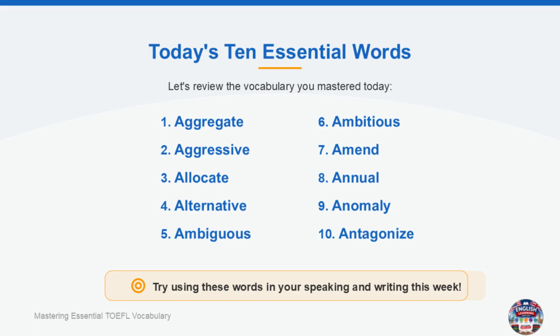And remember, learning vocabulary is a gradual process. Don't worry if you can't remember every word immediately. Review each episode regularly, and you'll continue to build a stronger academic vocabulary.